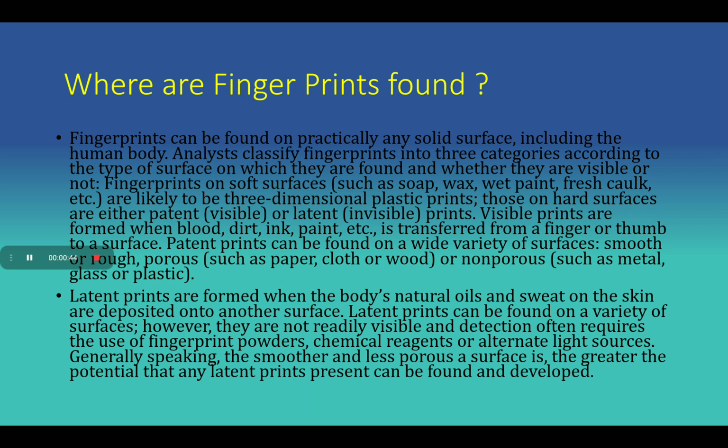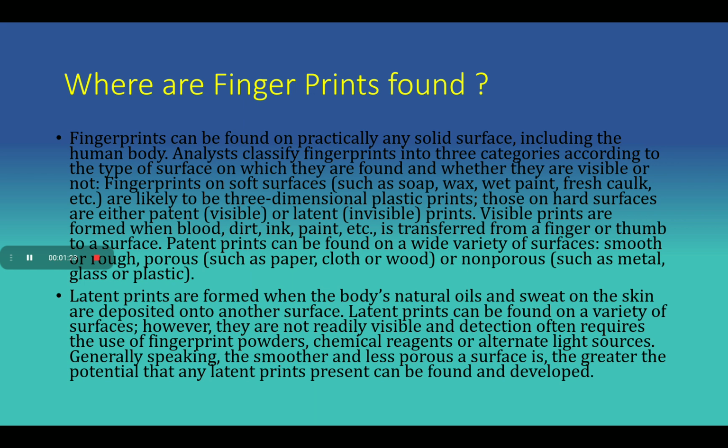Where are fingerprints found? Fingerprints can be found on practically any solid surface, including the human body. Analysts classify fingerprints into three categories according to the type of surface on which they are found, whether they are visible or not. Fingerprints on soft surfaces such as soap, wax, wet paint, fresh caulk, etc. are likely to be three-dimensional plastic prints. Those on hard surfaces are either patent, visible, or latent, invisible prints.